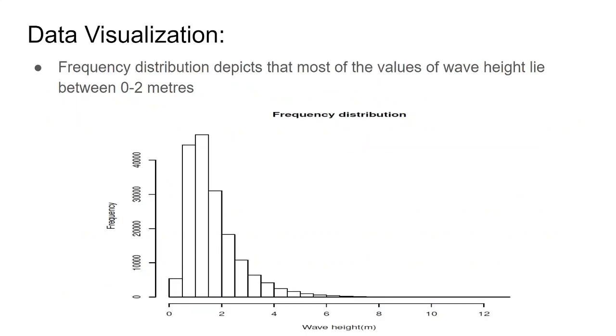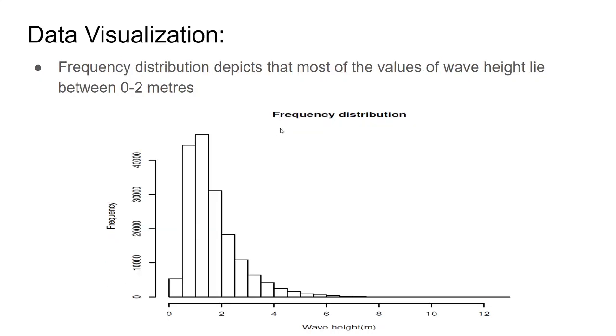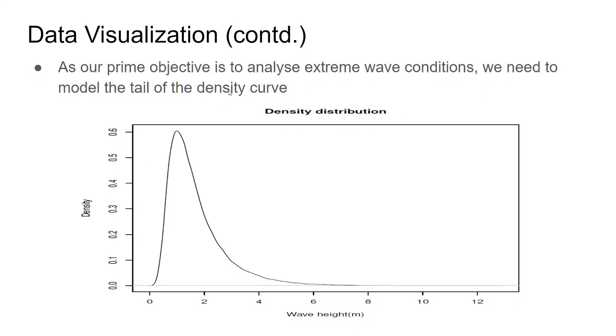Firstly, we will talk about the data that we used. To visualize the data, you can see the highest frequency the data has is in a range of 0 to 4 meters. But our main approach was to model the wave heights above 6 meters or so. So mainly we had to model the tail of this density distribution. That was our main task.